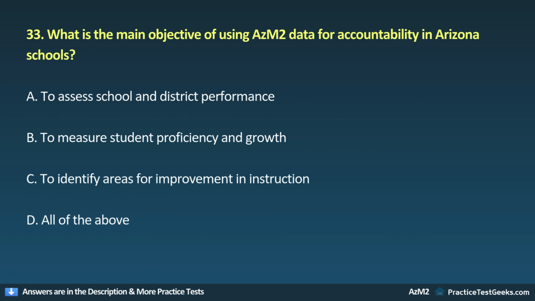33. What is the main objective of using AzM2 data for accountability in Arizona schools? A. To assess school and district performance. B. To measure student proficiency and growth. C. To identify areas for improvement in instruction. D. All of the above.